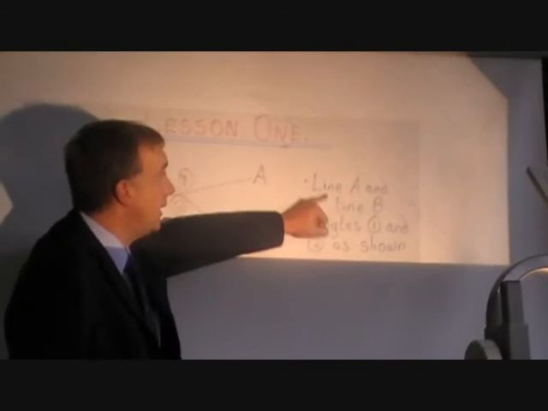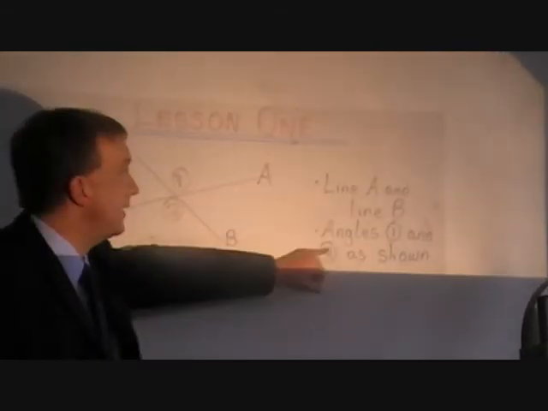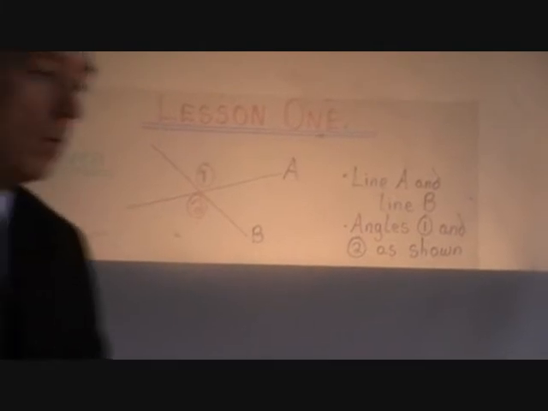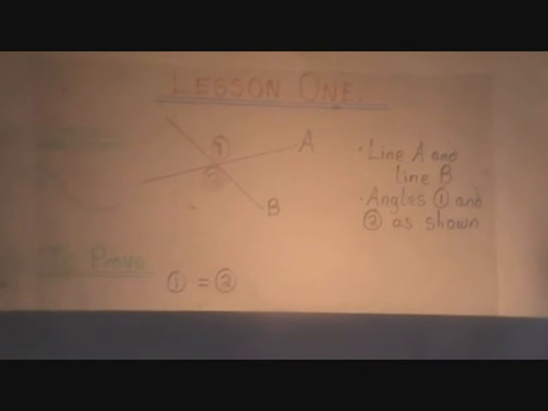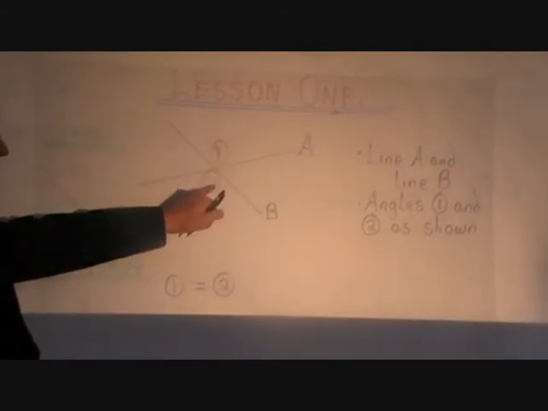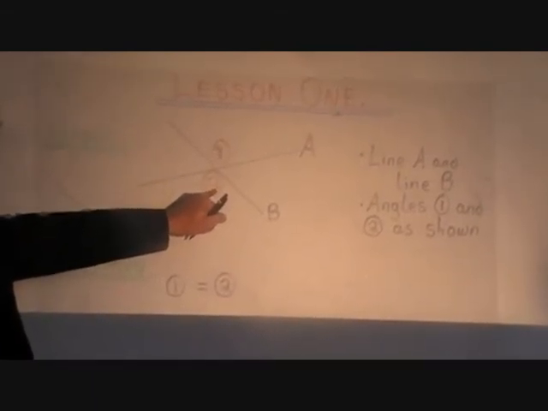Number one, what are we given? 2 things: line A and line B, and second of all, angles 1 and 2 as shown. Very simple, but again, very to the point. Second of all, what are we asked to prove? We're asked to prove in this theorem that, as we said, vertically opposite angles are equal in measure. Therefore, we want to prove that angle 1 is equal to angle 2.